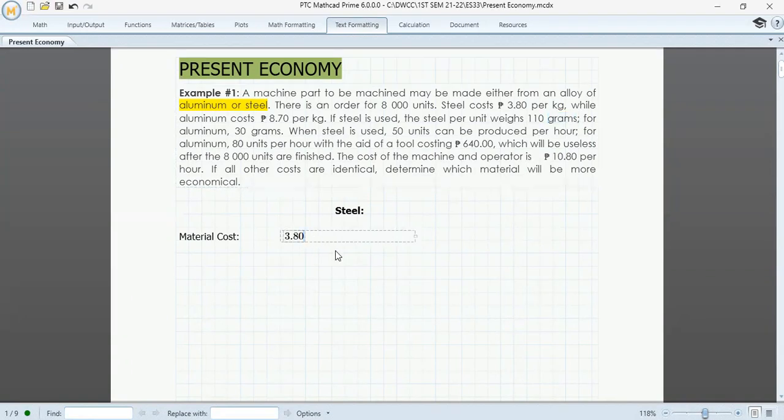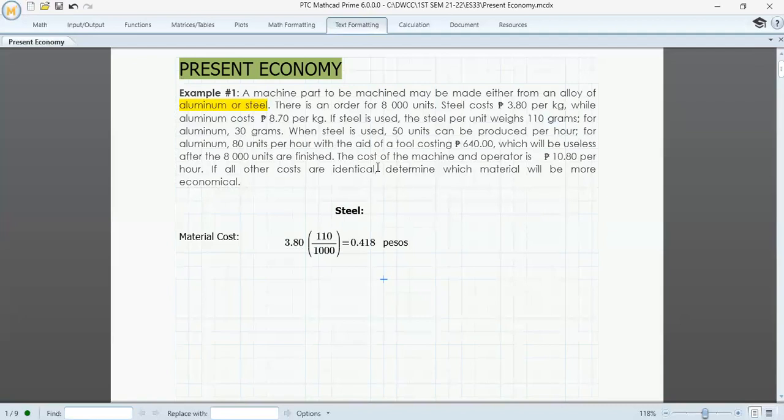So, this 3.80, i-multiply pa natin siya kung ilan syempre yung bibilhin natin. So, we have 110. Divide natin by 1,000. Bakit dinivide by 1,000? Kasi, kailangan natin siyang i-convert to kilogram. Okay? And that will give us 0.418 pesos. Material cost pa lang yan.